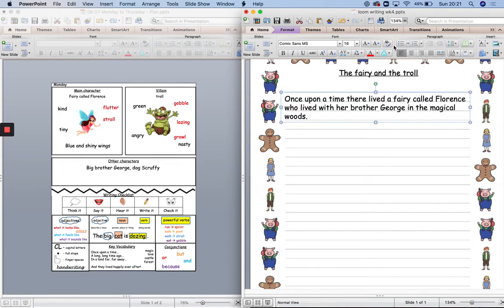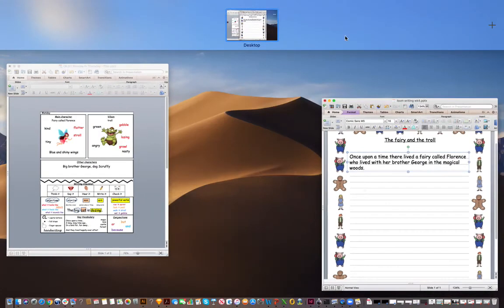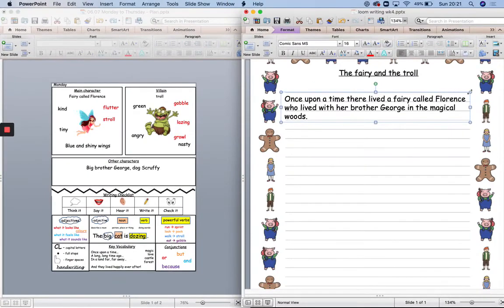What you might like to do is get a pen of a different colour and edit it that way, cross it out and change it. But I can't do that on the computer, so I'm just going to change it as I go. So once upon a time there lived a fairy called Florence who lived with her brother George. Oh, who else did she live with? She lives with her dog Scruffy, doesn't she? So I'm going to use a conjunction down here, and her dog.